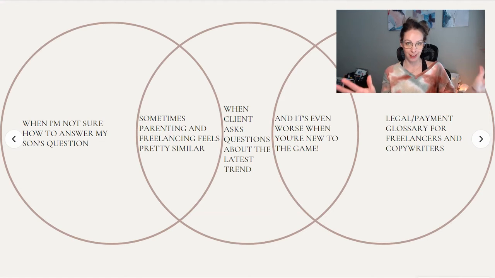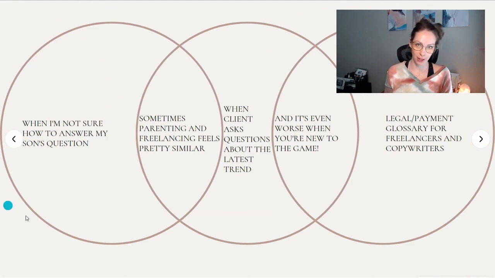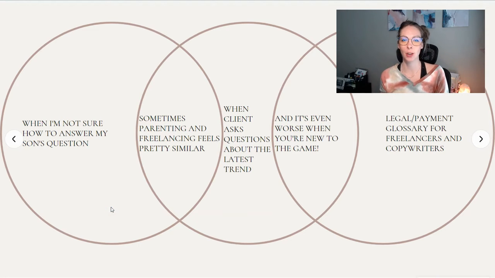So let's take a look at this in a double Venn diagram. You can see she's got two segues happening here. We start with the story, which is all about her son asking questions and how she's not sure how to answer those difficult questions. And then the segue is about how parenting and freelancing can be very similar.